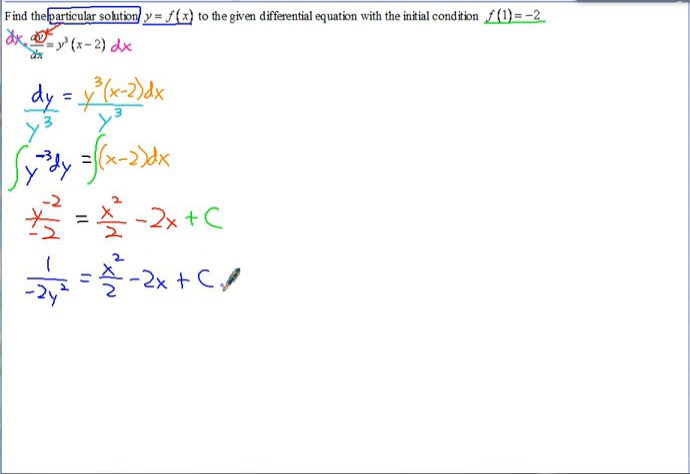But because we're given this initial condition, that's a point on the original function, this is saying when x is 1, the y coordinate is -2, so that corresponds to the point (1, -2). And we can use that by substituting it into our general solution for x and y, and that allows us to solve for that constant c. So we substitute in 1 for x and -2 for y. So this will be 1 over -2 times y, which is -2, squared, equals, we'll substitute in 1 for x, so 1 squared over 2 minus 2 times 1 plus c.